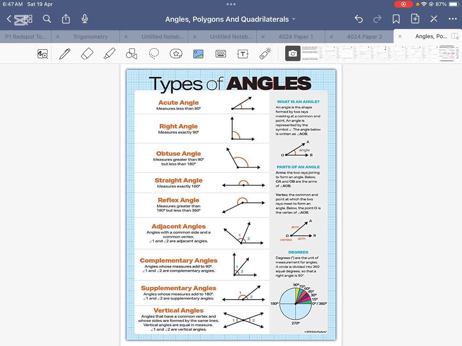We are going to learn the types of angles, single type of angles and the type of angles that are made by parallel lines. So the first angle is the acute angle, less than 90; right angle, 90 degrees; obtuse angle, greater than 90 and less than 180; straight angle, 180; reflex angle, greater than 180.